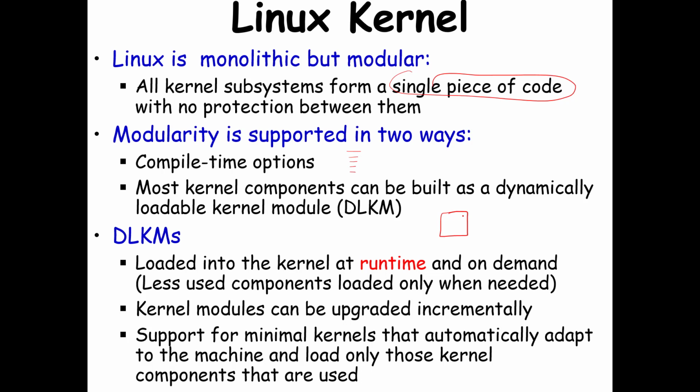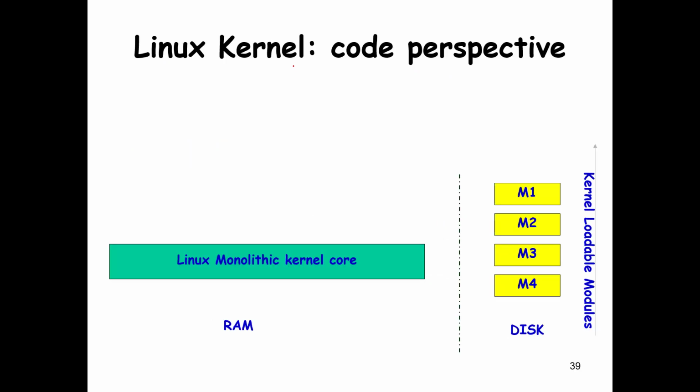It is doable. We can have different minimal kernels that automatically adapt to the machine, and we can always have a lot of modules that later on can be linked with the kernel to provide more functionality. This will keep the monolithic kernel somewhat small and restrict its size.